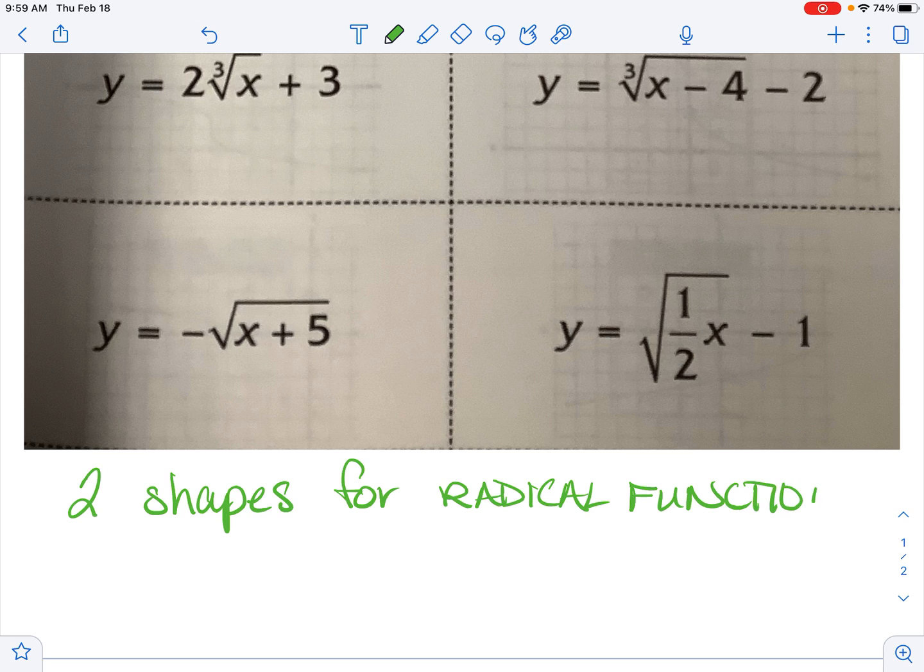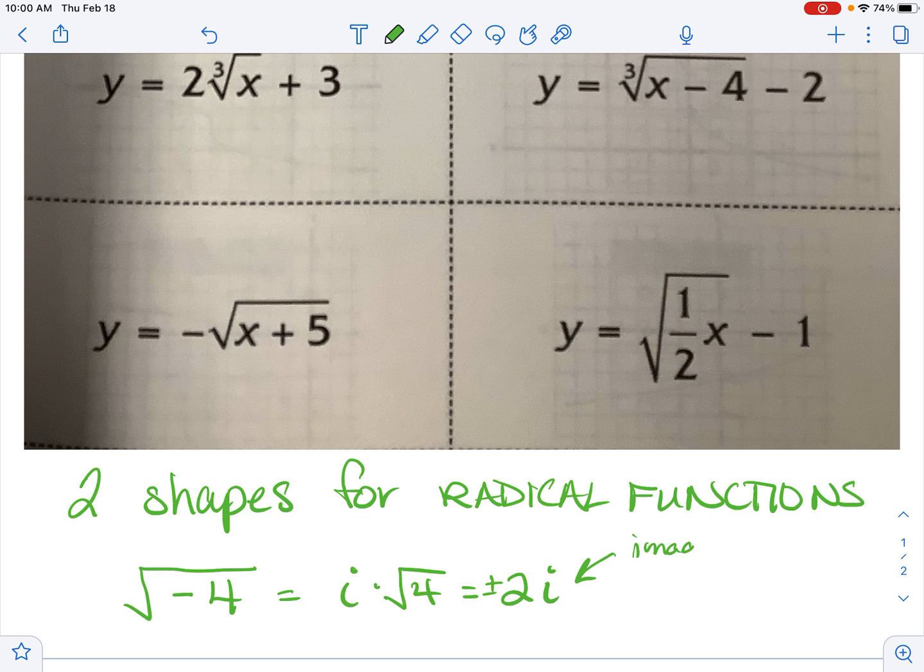Now, this is because if it is an even radical, so if it's square root, if it's to the fourth root, if it's to the sixth root, you can't have a negative number inside that radical because it's an imaginary number. We all know that the square root of a negative number doesn't exist. So the square root of -4 is technically i times the square root of 4, and the square root of 4 is 2, so this is 2i, a positive and negative 2i. But remember that this i is imaginary.